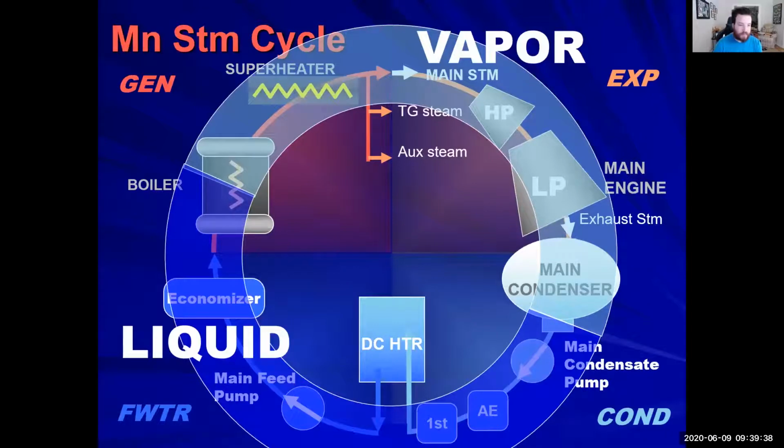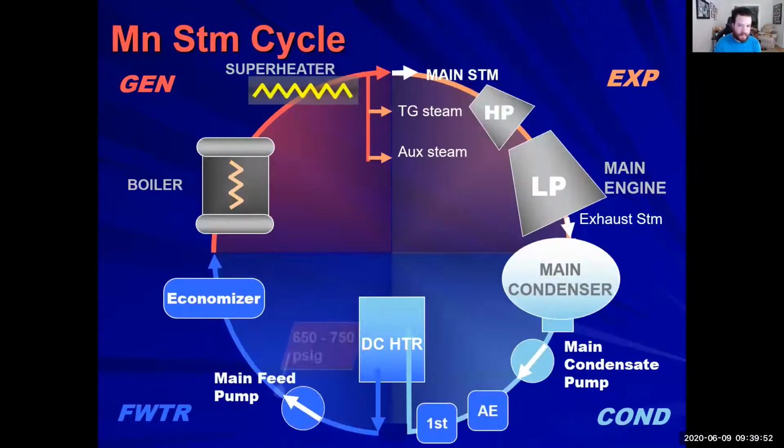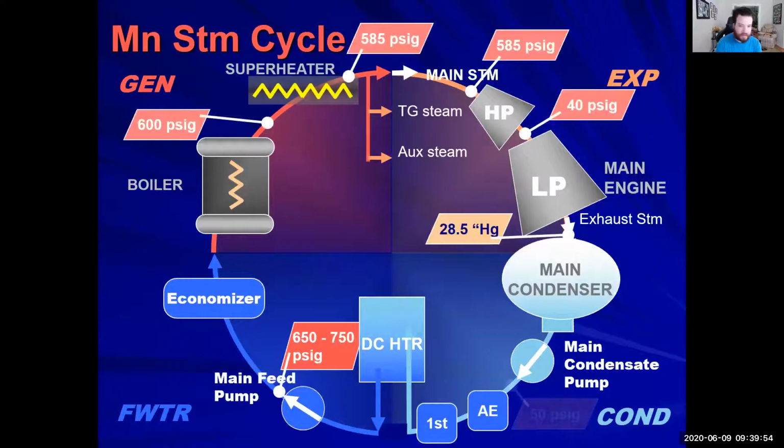So, like I said, you're split at these sections. From your boiler to your main condenser is all the vapor side, and from your condenser into your boiler is all liquid.